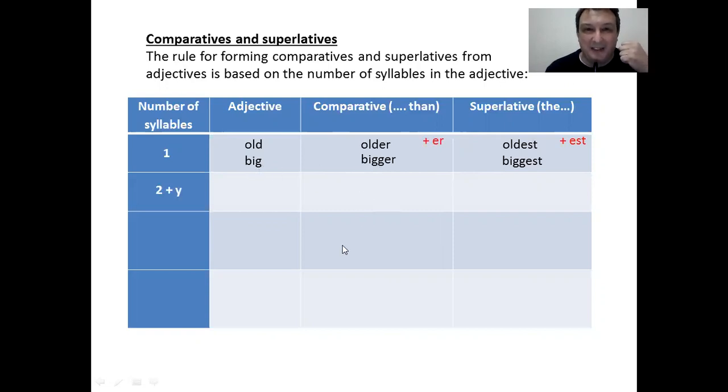The next group are adjectives with two syllables that finish with a Y. For example, happy. In this case, we have to add IER, and we have to change the Y to the I. So we say happy and happier. So if one person is more happy than another, we say he is happier than the other person. And the superlative is the same idea. We put IEST and we say the happiest. Another example is lucky, luckier, the luckiest.